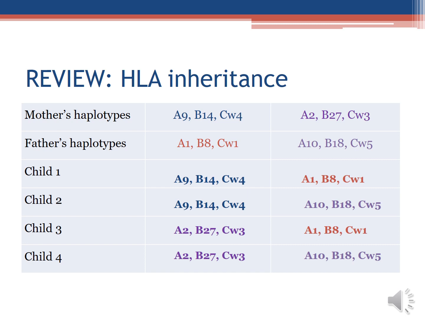So remember that we're filling in the child's haplotypes that they could potentially get from the parents, and remember that the child will inherit one set of haplotypes from the mother and one from the father.